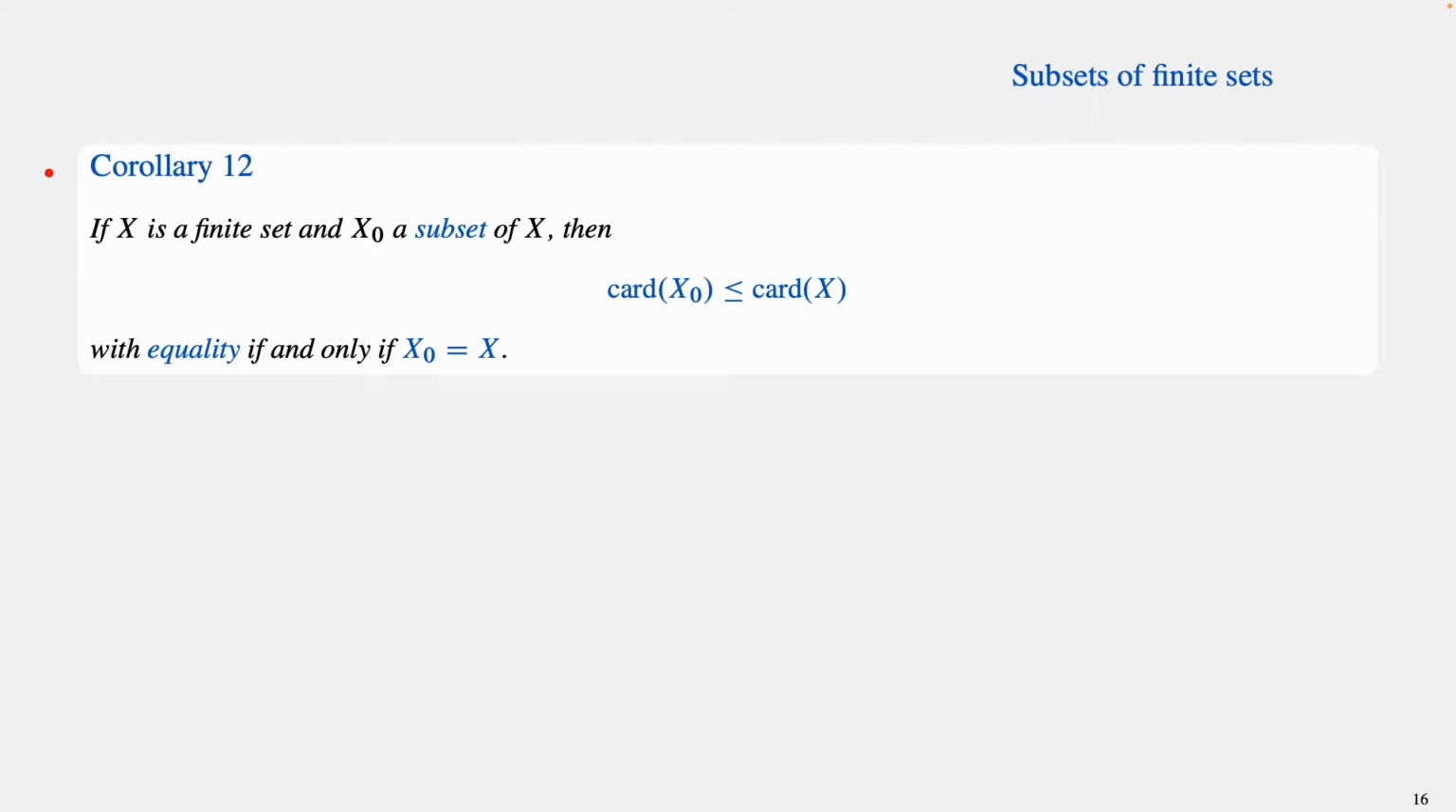Now we have a consequence of this, corollary 12. If x is a finite set and x0 is a subset of x, then the cardinality of the subset is at most the cardinality of x. So intuitively, this is again something that's completely clear. If we take a subset from a finite set, then of course, how should it have more elements than the original set? But we have to give a formal proof for this. And the equality of the cardinalities holds only if x0, if the subset is actually already the full set. So for proper subsets, we would have a strict inequality here.